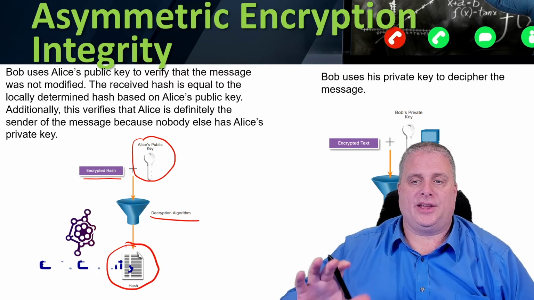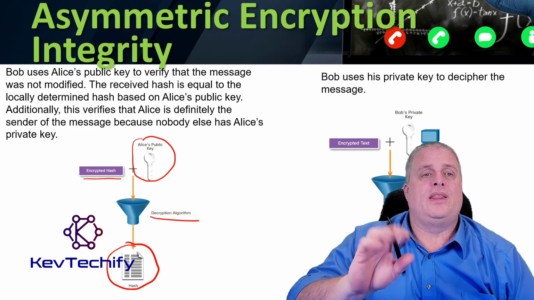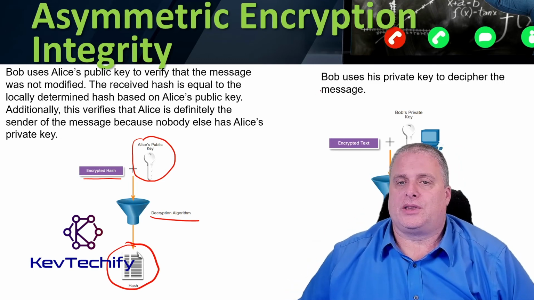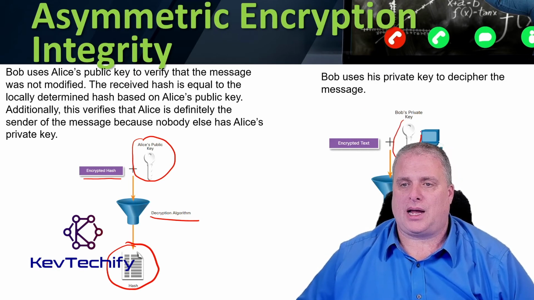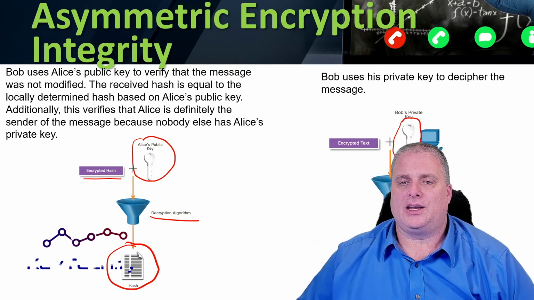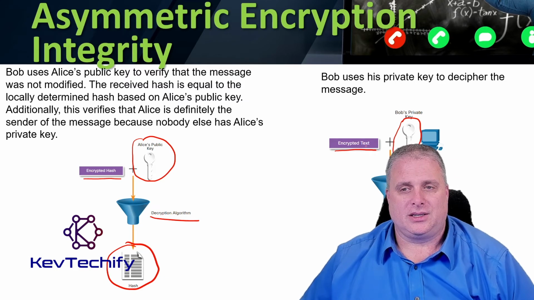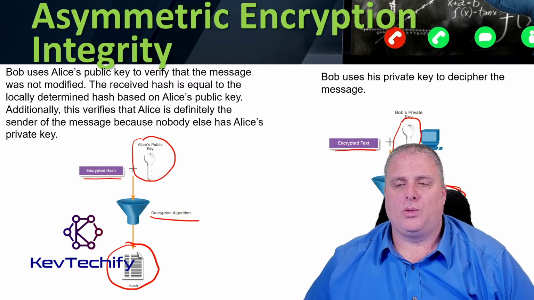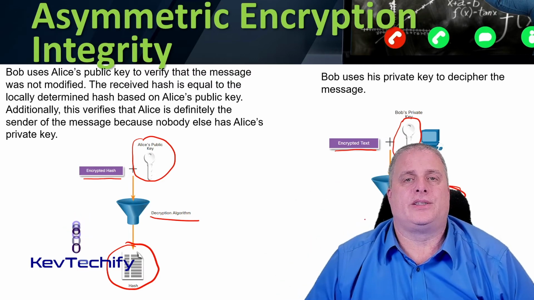Now we can calculate the hash, compare values, and if they match, we then know that the message was not modified. The second step Bob needs to do is use his private key. So Bob uses his private key to decrypt the text. So this is the encrypted text from Alice. We combine it with Bob's private key, run it through our decryption algorithm, and we get our plain text. This will give Bob the original message from Alice.